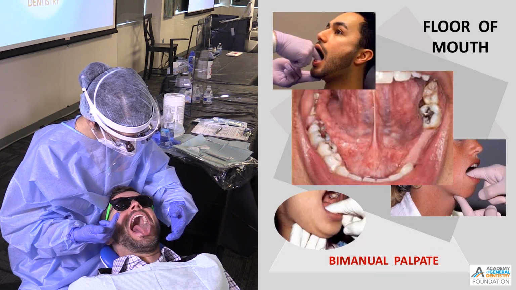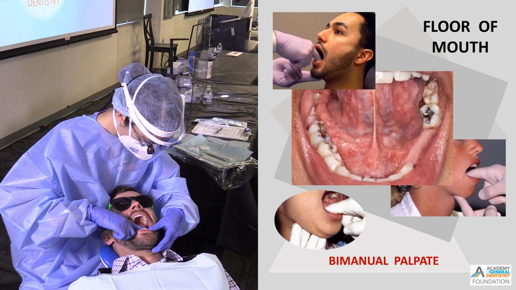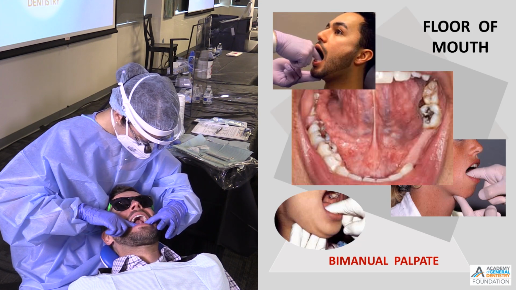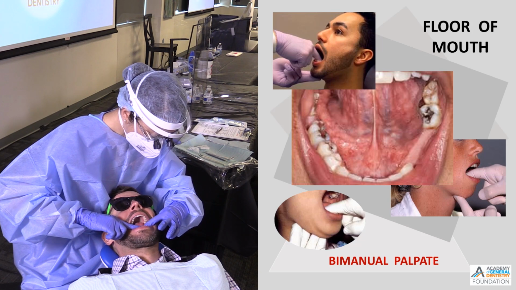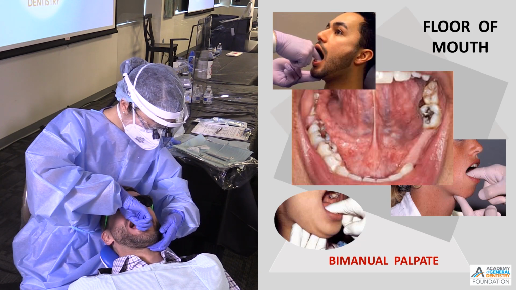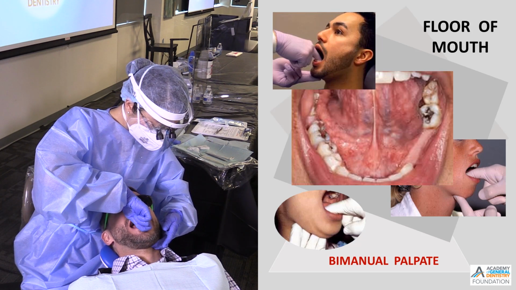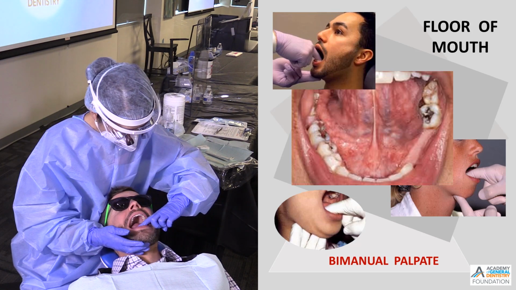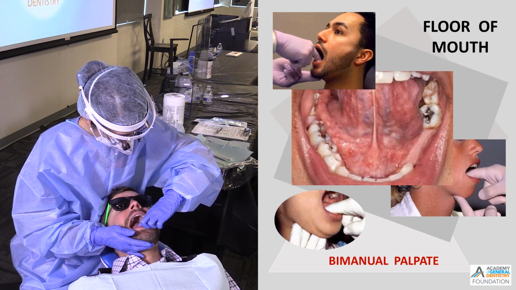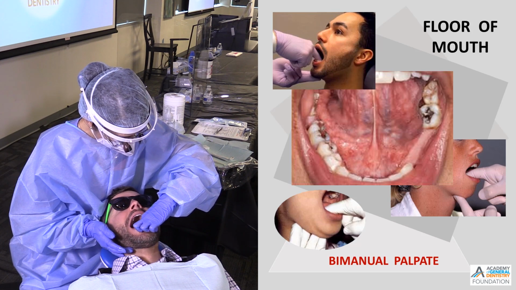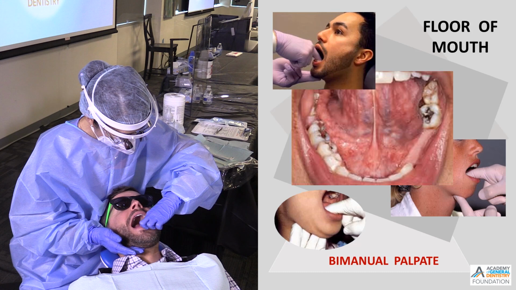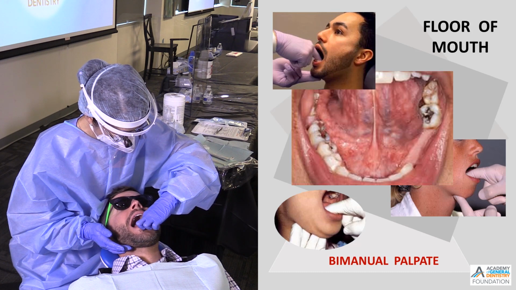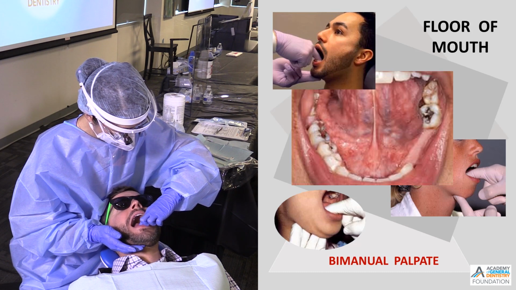Next, the patient should put their tongue on the roof of the mouth so the dentist can observe the floor of the mouth. The dentist should palpate the sublingual glands, pushing down on the floor of the mouth while simultaneously palpating the area extraorally, a two-hand palpation of the floor of the mouth. If all appears normal, the intraoral exam is now complete.